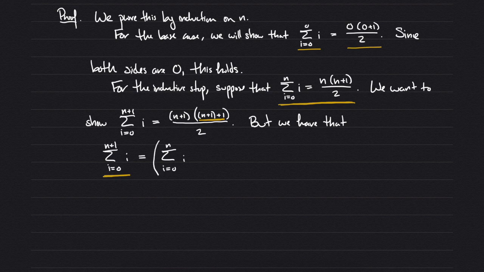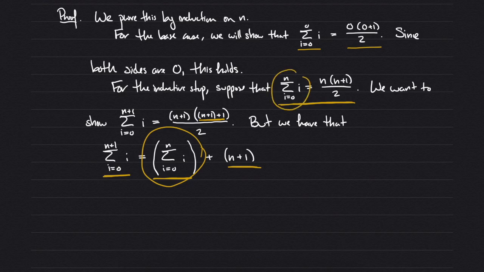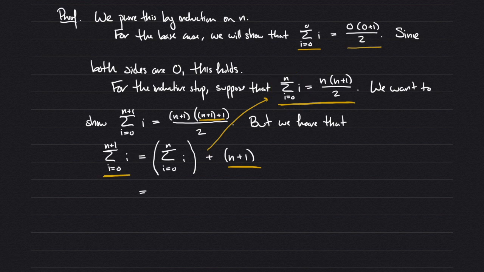But it seems like a reasonable thing to do to split up this sum, so that you're not summing up all the numbers from 0 to n plus 1 together, but first you sum up all the terms from 0 to n, and then you split off the last term. Because then this sum does appear in our inductive hypothesis, so we can use this equality now in our calculation. Right, so that's a good strategy.